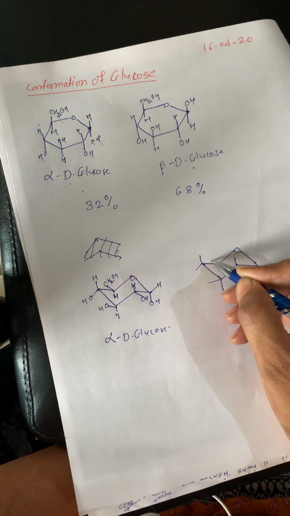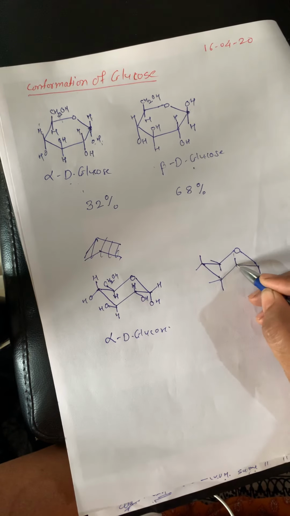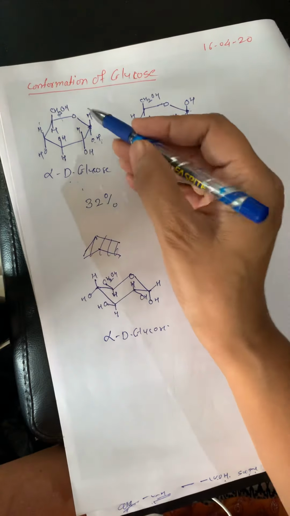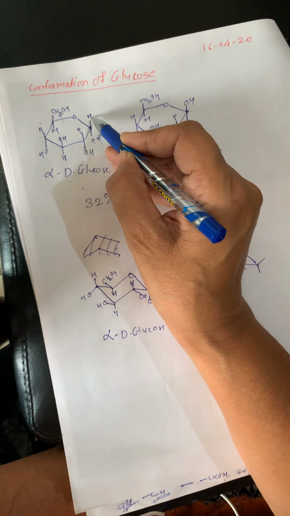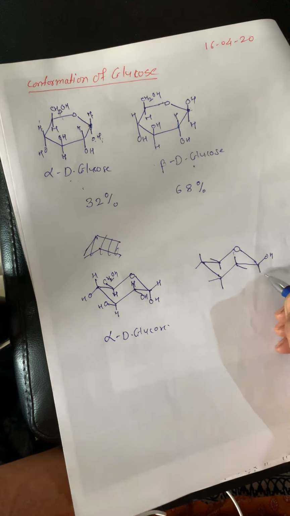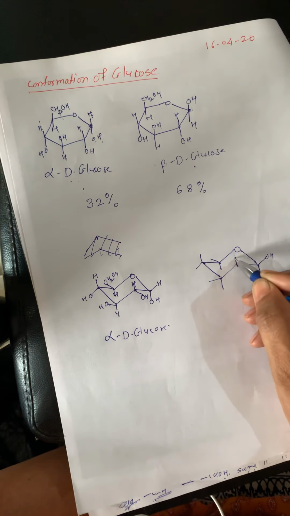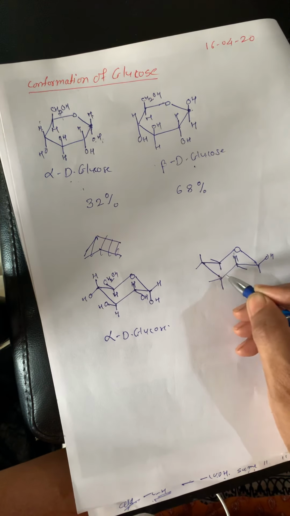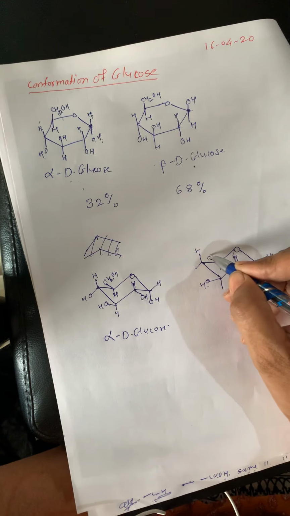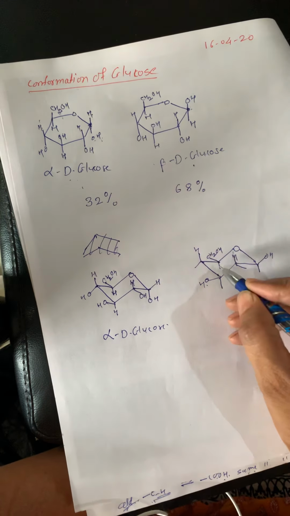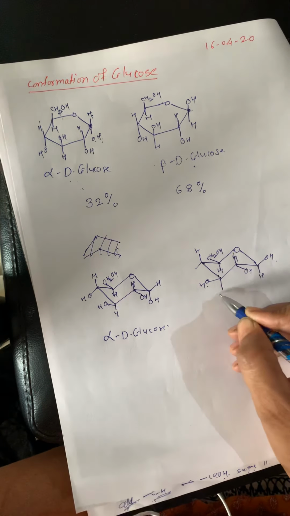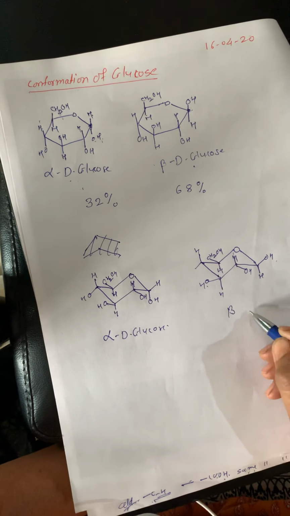The left-hand side equatorial is oriented around the left-hand side, and the right-hand side equatorial around the right-hand side. There is only a change around this carbon atom. Here H is present on the upward side in alpha glucose, whereas in beta glucose OH is present on the upward side, and the remaining configuration is the same, that is H. Then here again upward side OH, then here H, here upward side CH2OH, and another is H, then here another is H, then here OH, then H. This is the beta glucose.